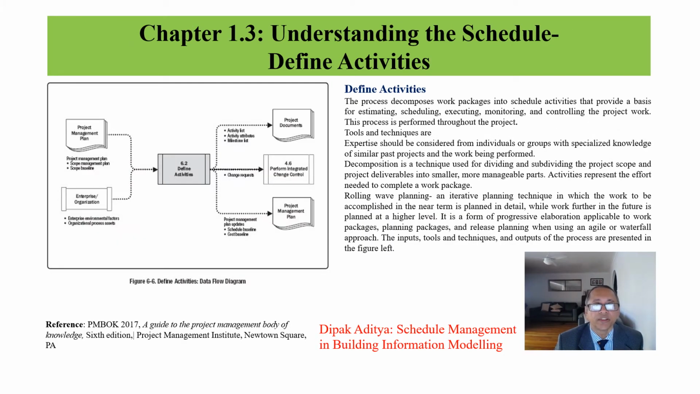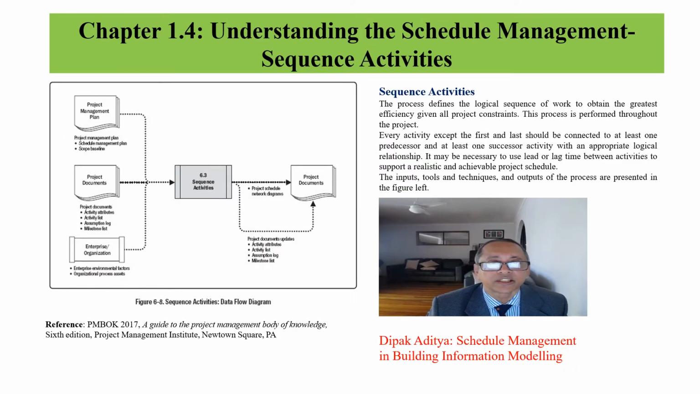To define activities, decompose WBS work packages into schedule activities. Decomposition is a technique used for dividing and subdividing the project scope and project deliverables. Rolling wave planning is used as well. Rolling wave planning is a form of progressive elaboration applicable to work packages, planning packages, and release planning when used in Agile or waterfall. Sequencing activities provide a logical relationship of work. The process is performed throughout the project, unlike the plan schedule.